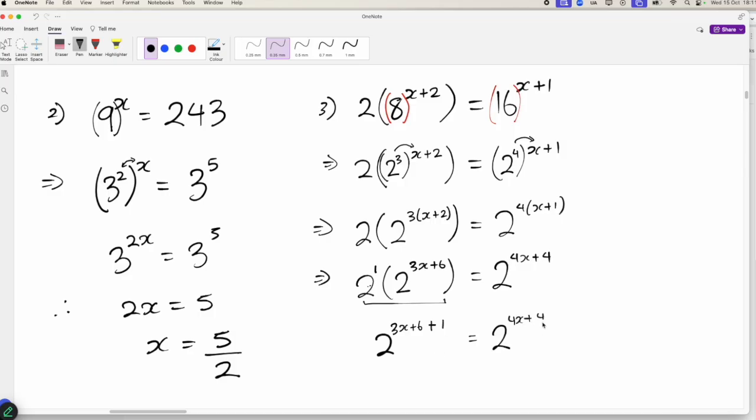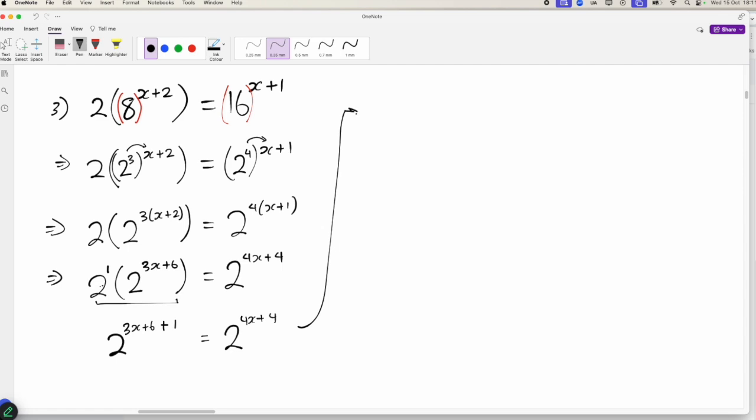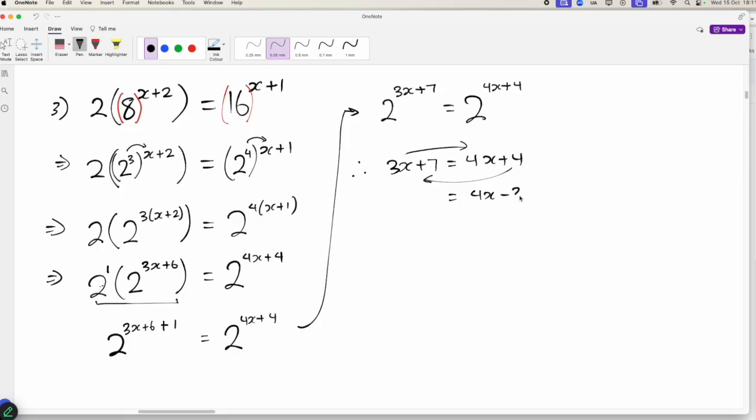And I'm sure you all could see where this is going from here. So this will give us 2 to the power of 3x plus 7 is equal to 2 to the power of 4x plus 4. Therefore, 3x plus 7 is equal to 4x plus 4. I could throw the 3x on that side and I could throw the 4 on this side, so I'll get 4x minus 3x here, which will give me 7 minus 4 here, and so I'll get x is equal to 3.